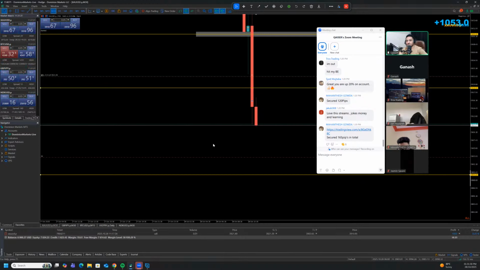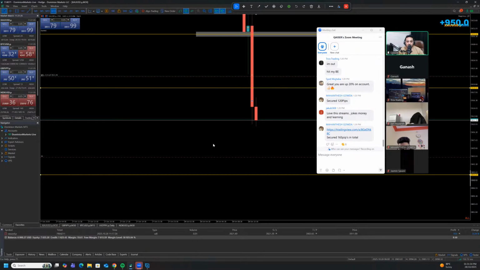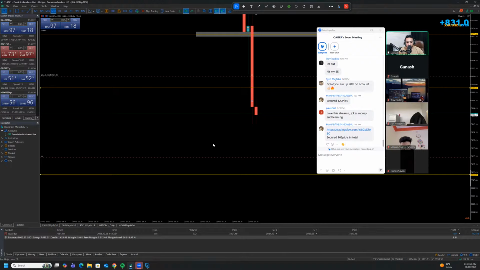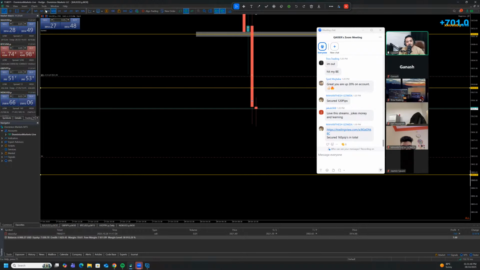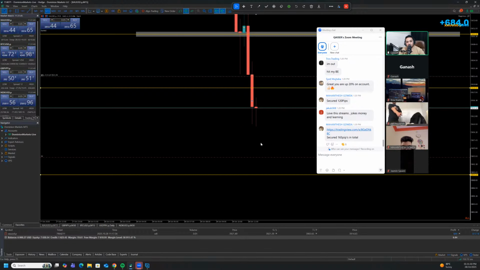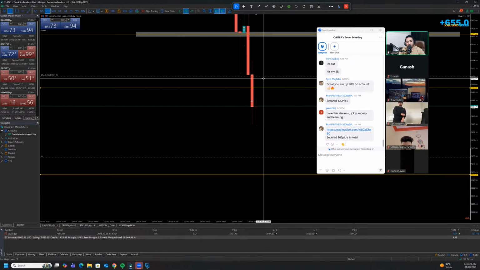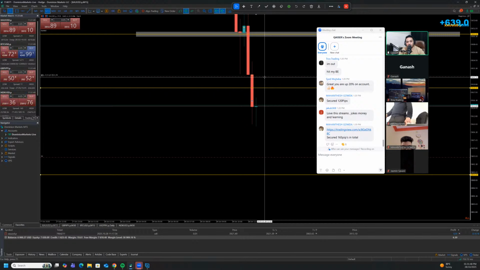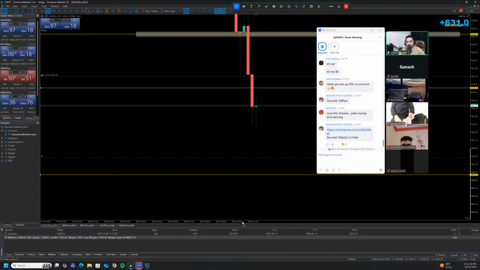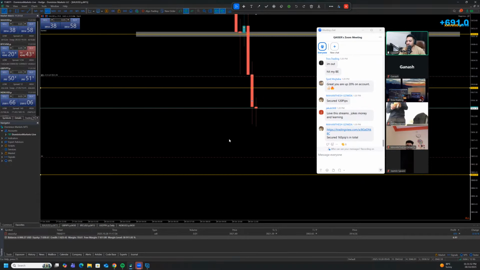Wow, look at this one. 100 pips in your pockets. If it just comes back and hits my break even, I'm not going to lose anything, and I've already made money. So I'm just chilling right now, looking at the price action.